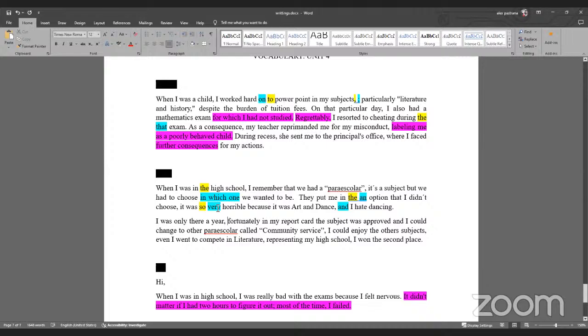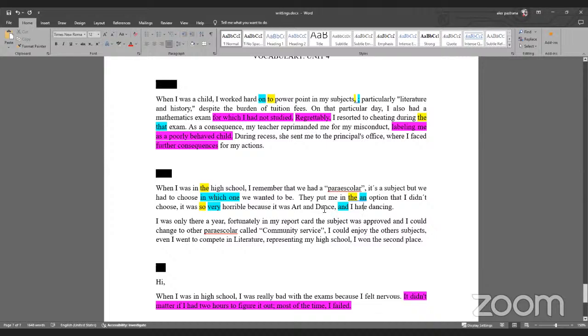So, tiny little note. Remember, this isn't wrong. No está equivocado poner it was so horrible. Solamente que no se escucha tanto en el inglés hablado como it was very horrible. Pequeña notita por ahí. Because it was art and dance, and I hate dance.